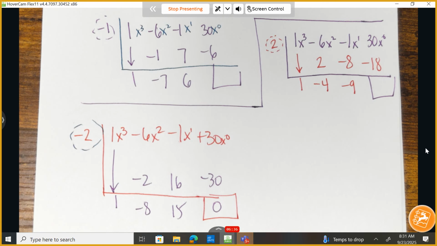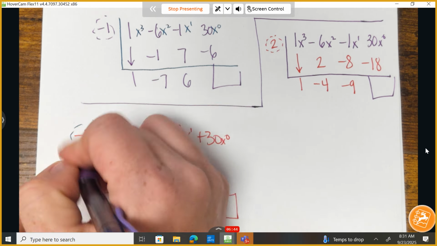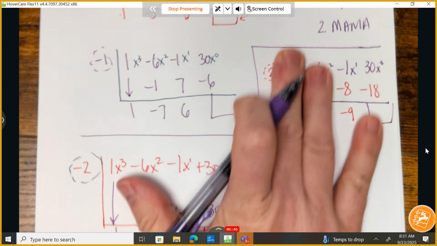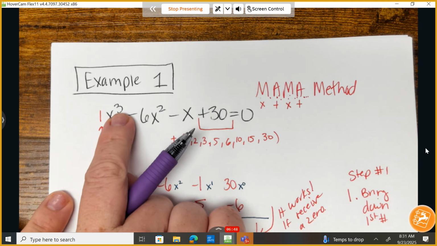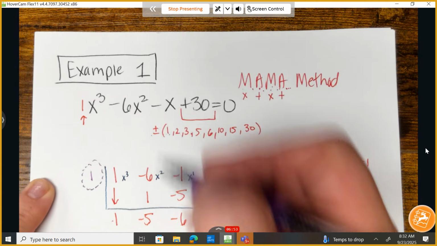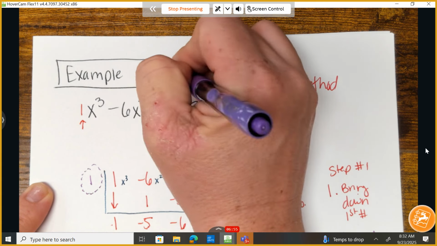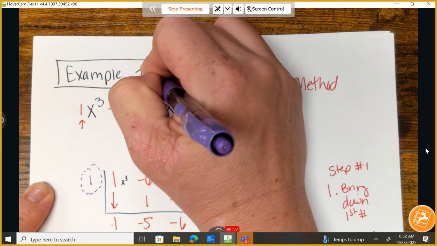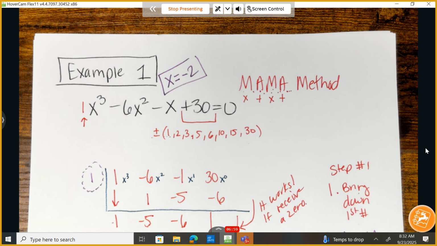And this is great. Why is this great? Because I now have a remainder of 0, exactly what I wanted. What does that tell me? Okay, if I get a remainder of 0, it tells me that this works. So I can see this problem should have 3 solutions. I know one of the solutions is x equals -2. So come up to the very top and write x equals -2. That's one of the solutions.